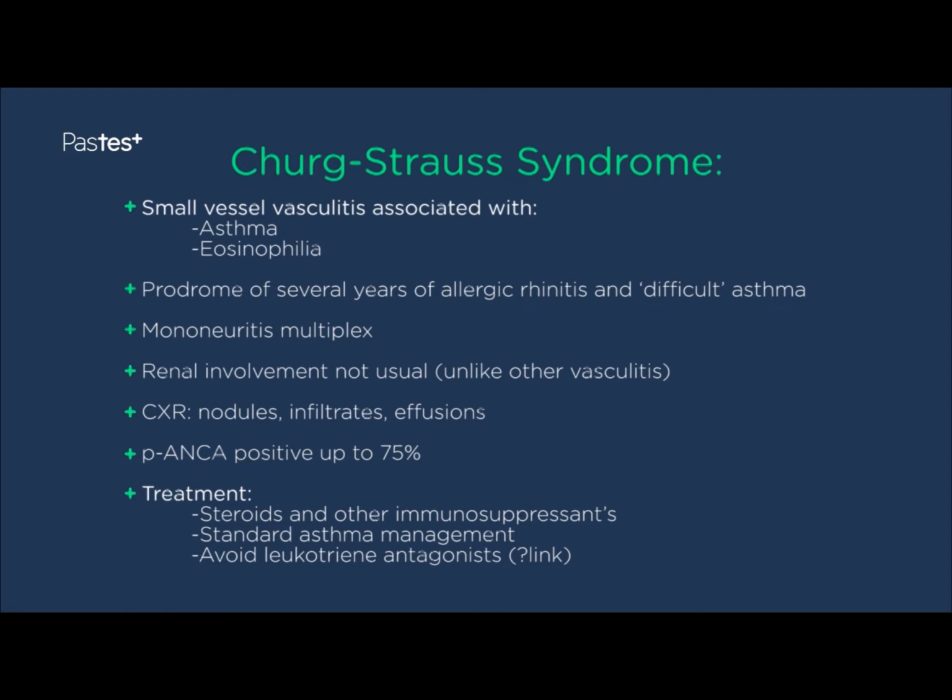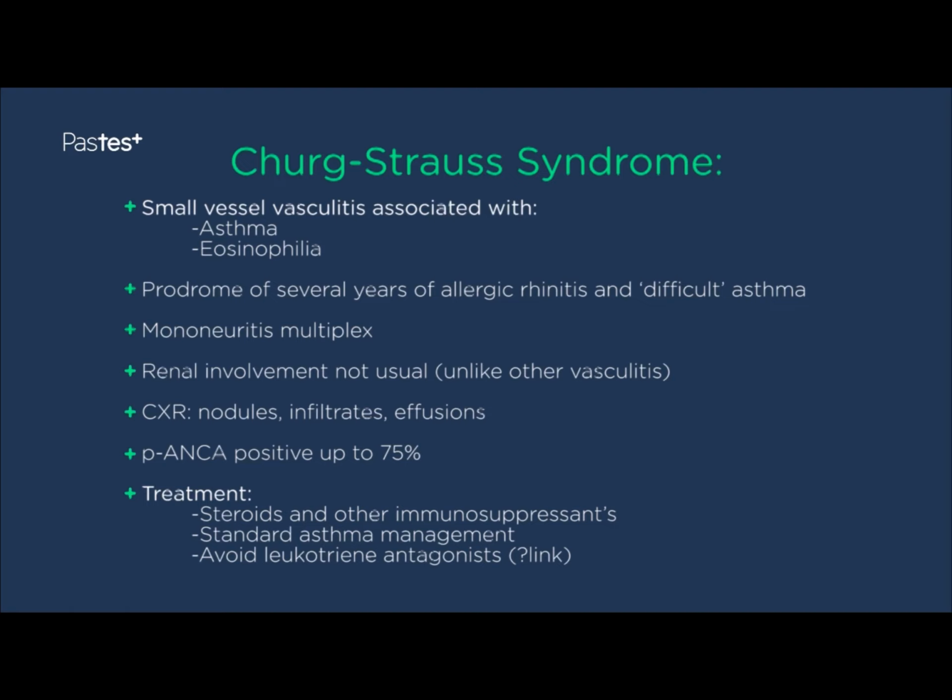As opposed to other vasculitides, renal involvement is not usual, especially initially. Chest X-ray appearances are quite varied, and there isn't really any typical X-ray picture. The P-ANCA is positive in up to 75% of cases. The treatment is multi-pronged and typically would consist of steroids and steroid-sparing immunosuppressant medication. Of course, to treat the asthma component of Churg-Strauss, you would continue your standard asthma management.